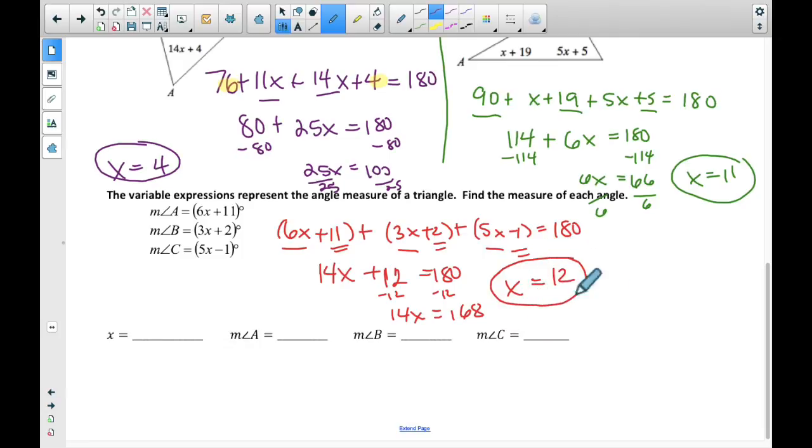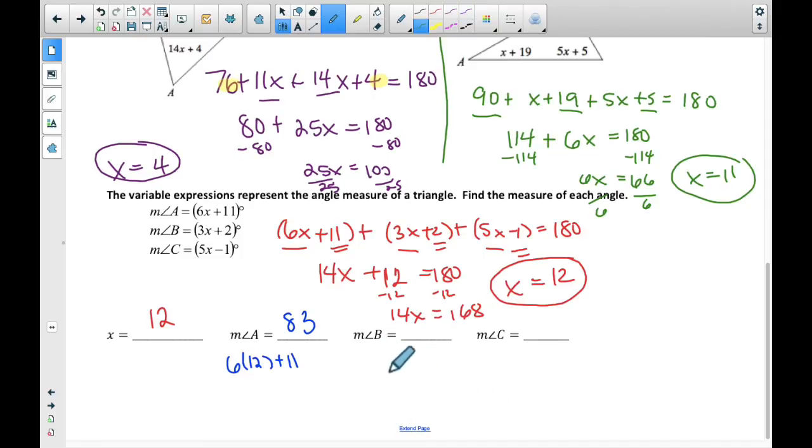Okay, so we get x is 12, but now it's asking for all the other stuff. Well, okay, I found this one, x is 12, got that. Now what I need to do is I need to plug that back in and see what I get. So in other words, I'm going to take 6 times 12 plus 11. I'm going to do that on my calculator, and I'm getting 83 on that one.